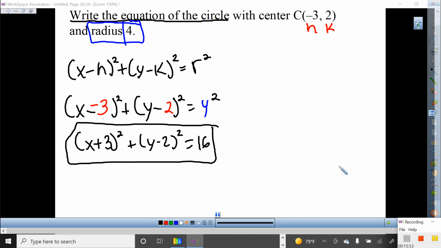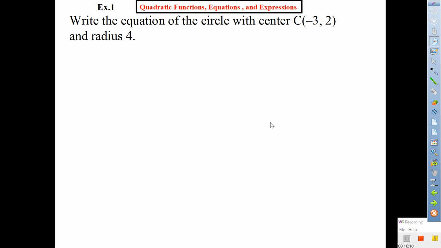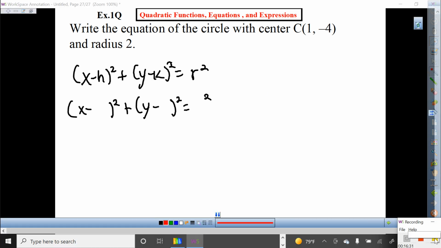Okay, let me give you another one for you to do by yourself. Once again, we start with a standard form. We end up with a standard form, but with the values. Here you go. Example 1Q. Copy this. You don't need to copy the instructions anymore. Just copy C is at 1, negative 4. That's our center. And radius 2. Just copy those two things. And I'll give you some time to write your standard form equation of that circle. Copy and go.